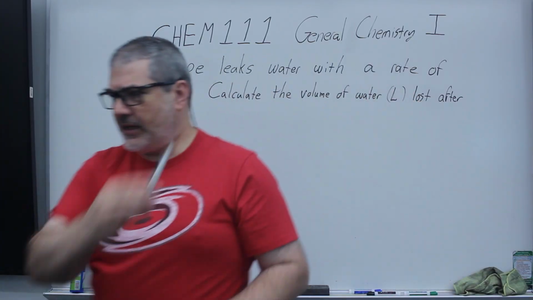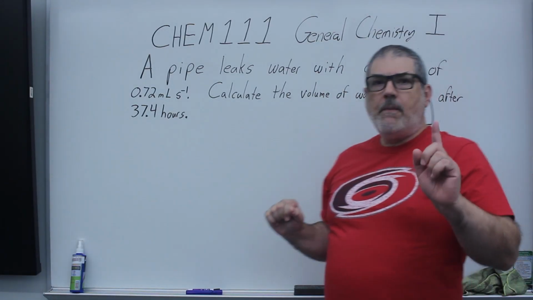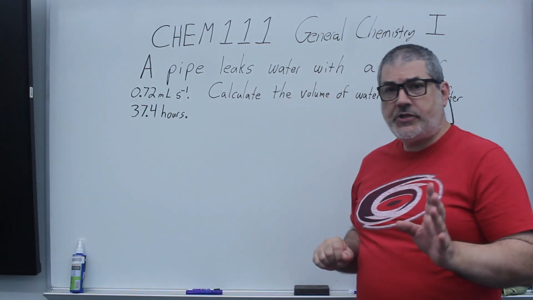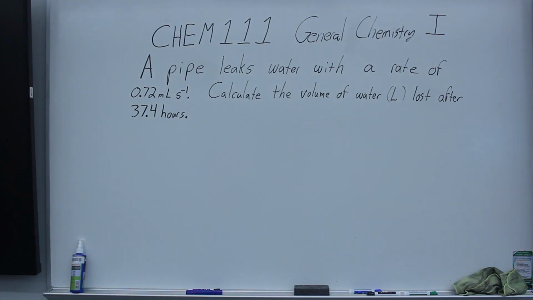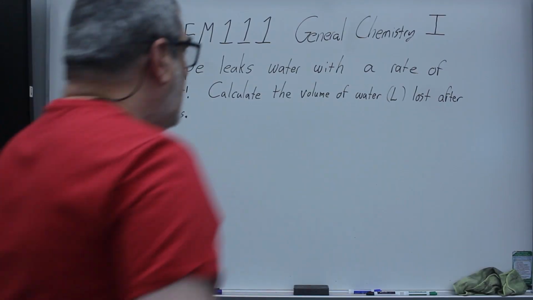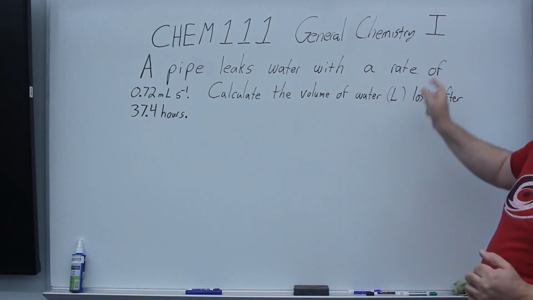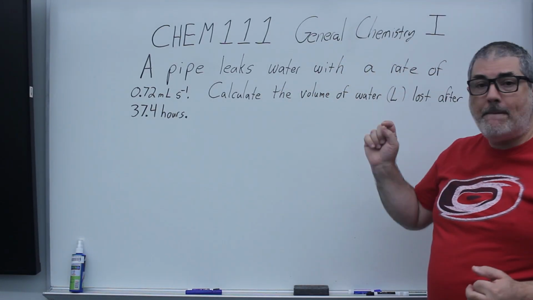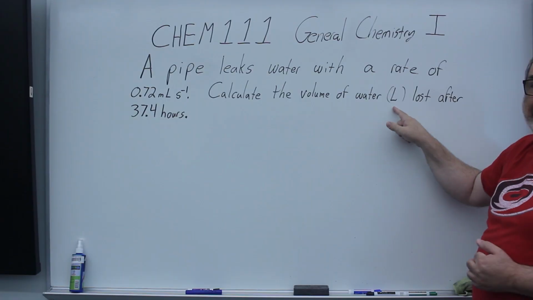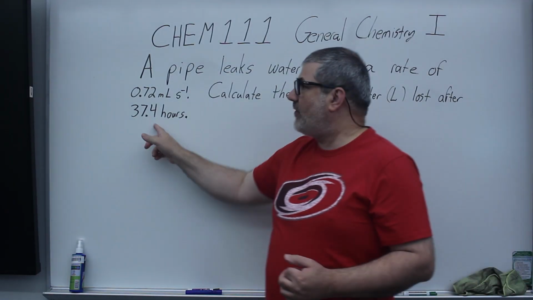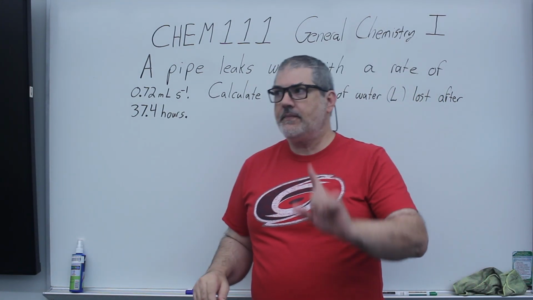As we go forward, I'm going to take my calculator, put it to the side, because I'm going to solve this problem, but I'm not going to pick up my calculator. Now, this particular problem, if you've had these kind of things in your math classes, that's what's known as a word problem. Pipe leaks water with a rate of 0.72 milliliters per second. Calculate the volume of water in liters lost after 37.4 hours. Okay? This can look very daunting, but it's actually a pretty easy problem to solve.